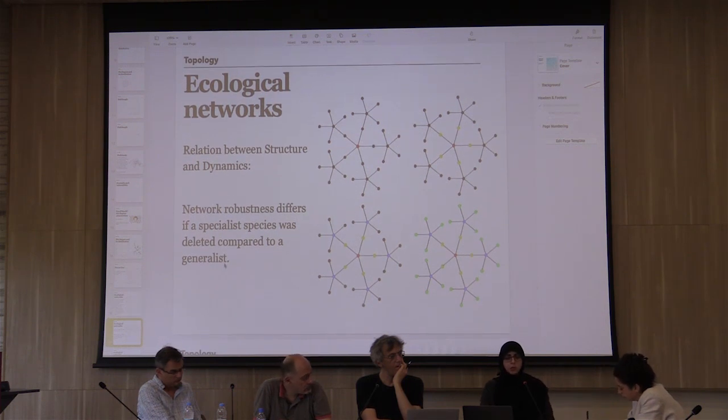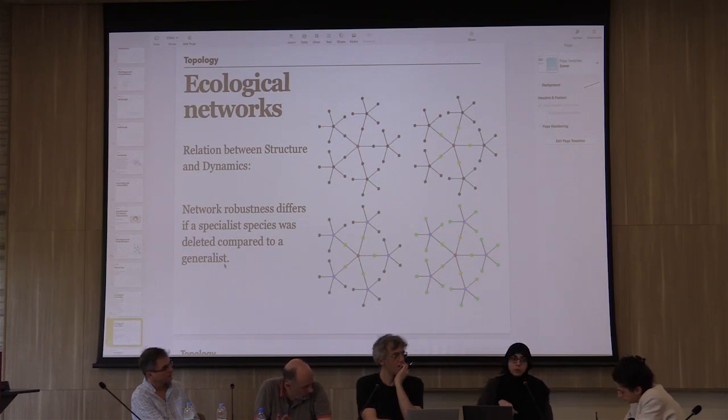And of course, network robustness differs. Okay, so if you have, let's say, a specialist species that is deleted compared to a generalist one. So, I mean, the ones that are more robust to environmental changes, if they undergo an extinction process, it's going to percolate in the network. Unlike these specialist species, which are somehow represented by peripheral nodes.